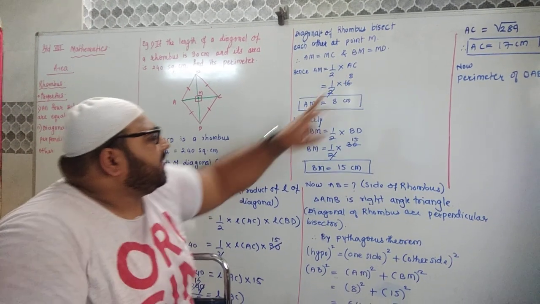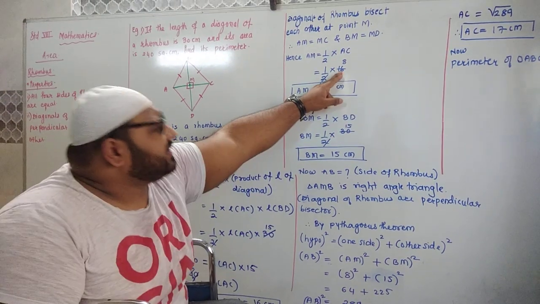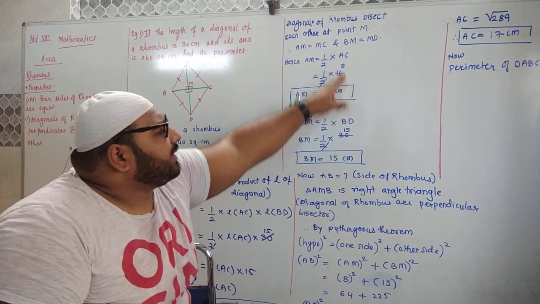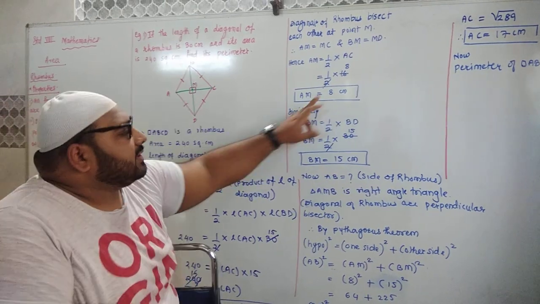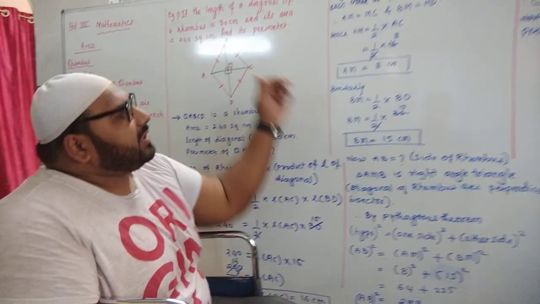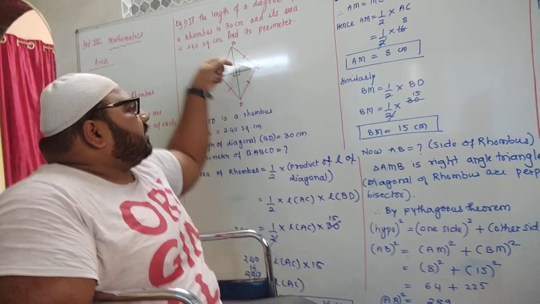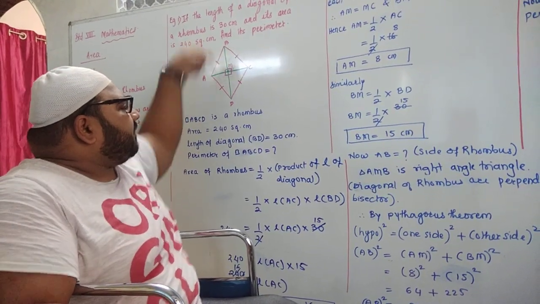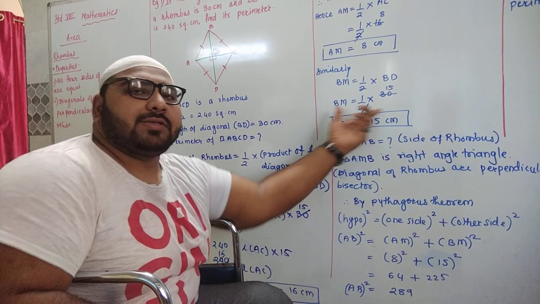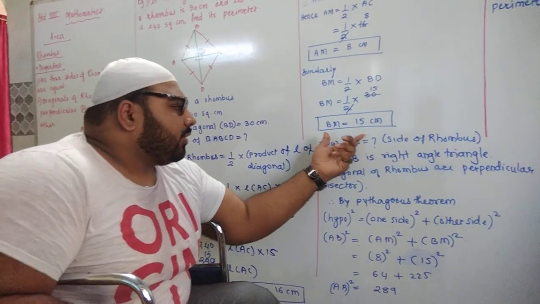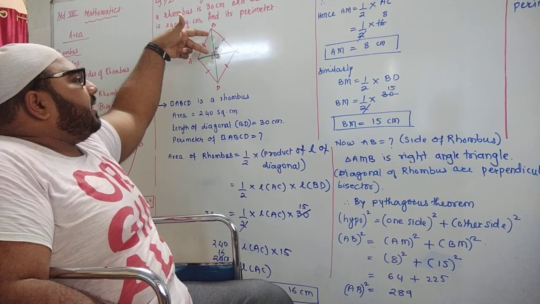AC is given 16. Just now we have calculated AC as 16. So after calculation we get AM is equal to 8. Similarly, with the same property we can get another formula. Suppose we have to find BM. So BM is half of BD. Now BD is given 30. So we can get BM as 15 centimeter. Now we have these two lengths, AM and BM.